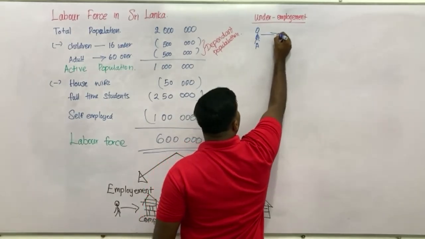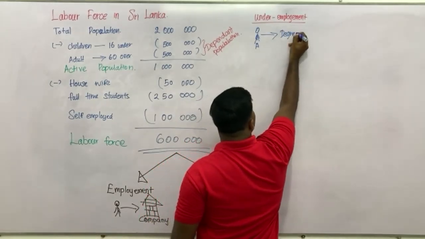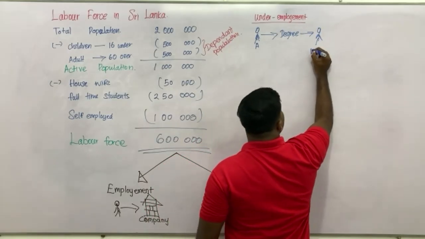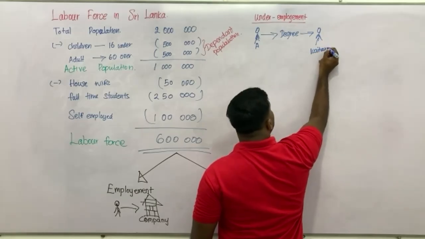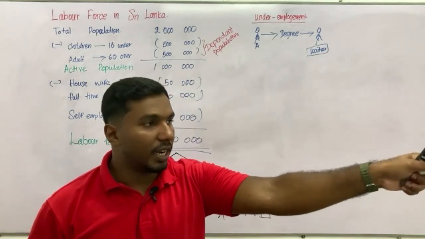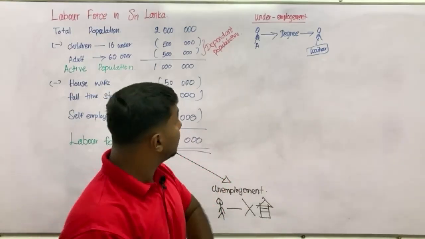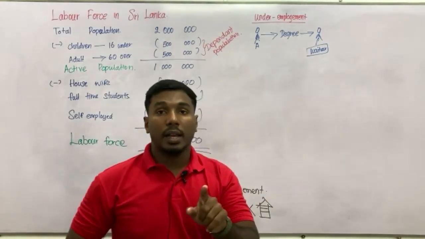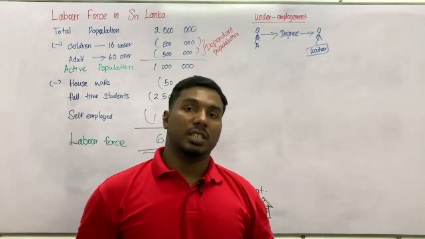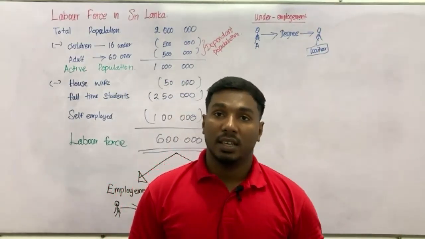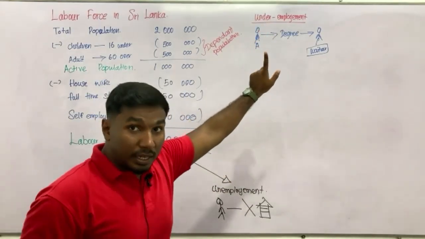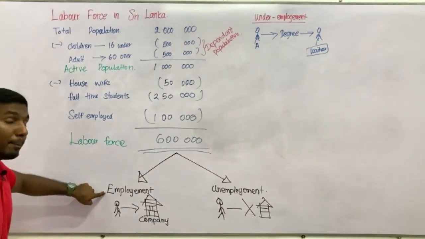this person A has a degree and works as a waiter in a restaurant. Working as a waiter in a restaurant, but this person has a degree. This is known as underemployment. He's working below his qualification, below his standards. That is underemployment. Okay, so underemployment comes under the employment sector.